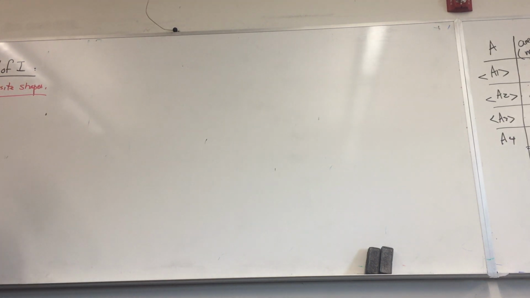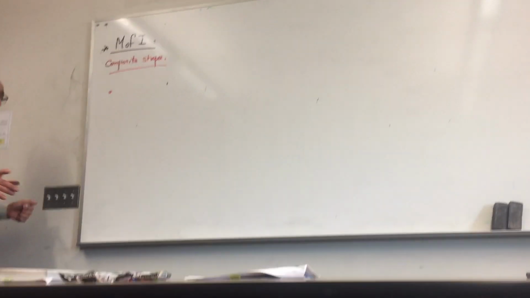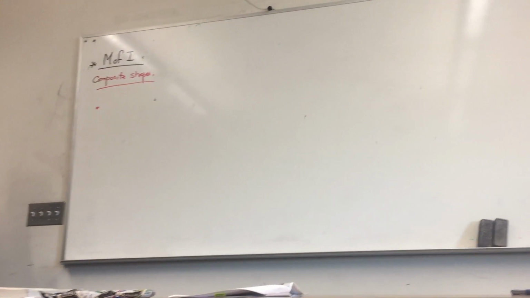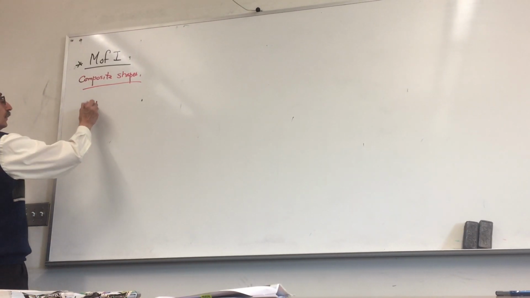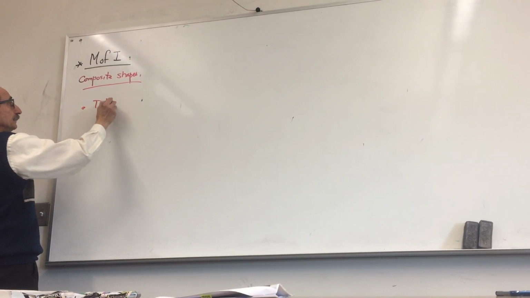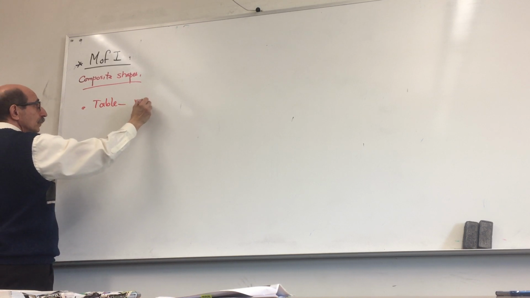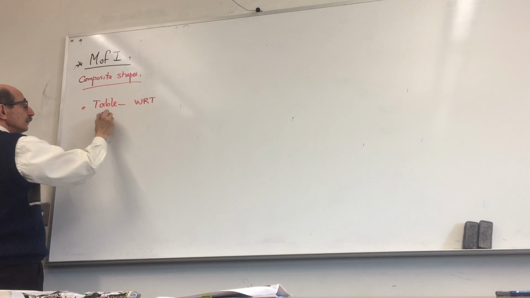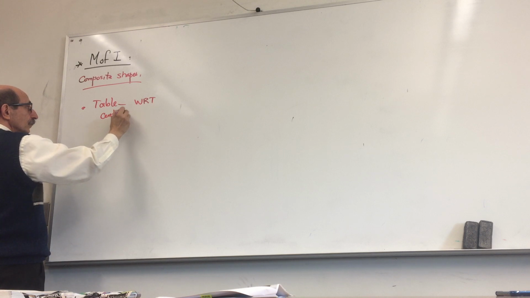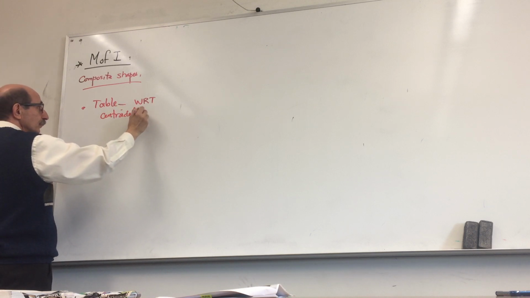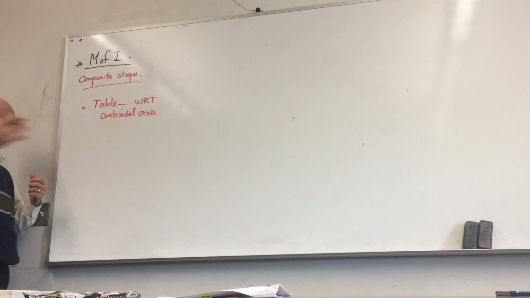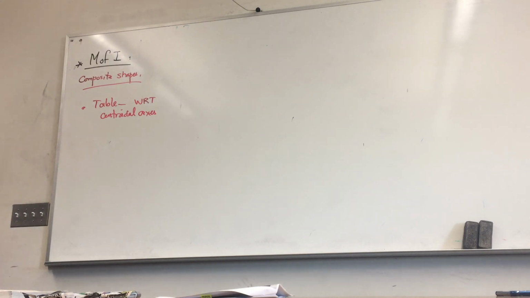If you look at that table, those values are given either with respect to the centroidal axis of those shapes, or an axis parallel to the centroidal axis. And I'll talk about that. So that's the first thing you need to know as far as the composite shapes, how to use that table.